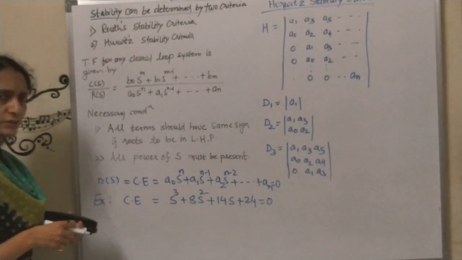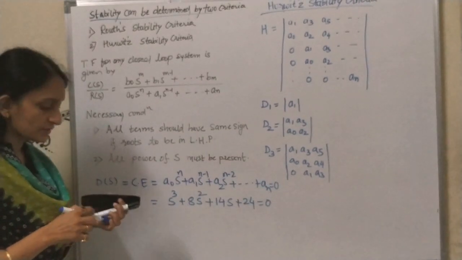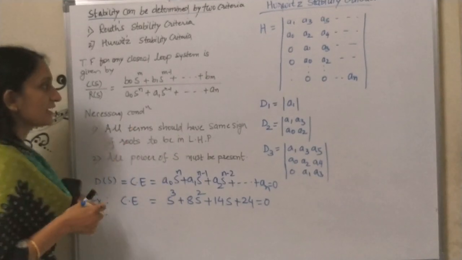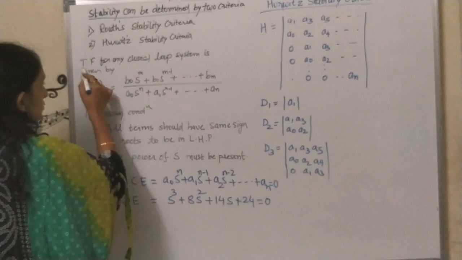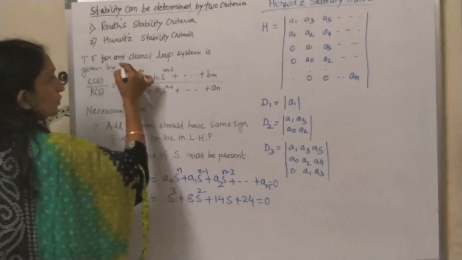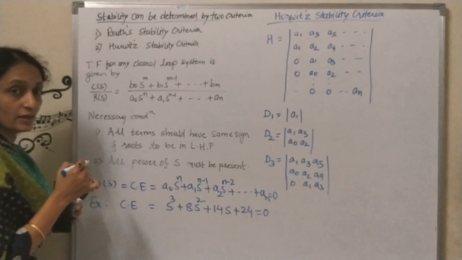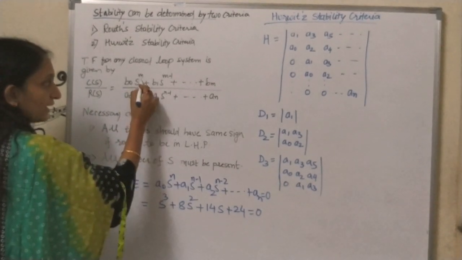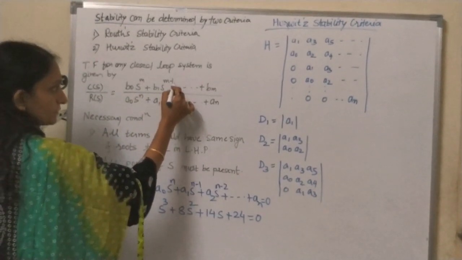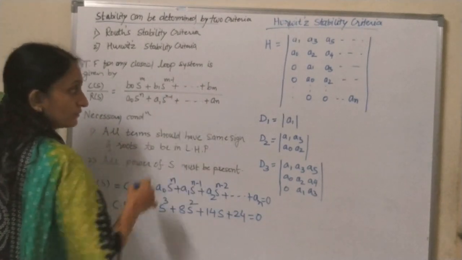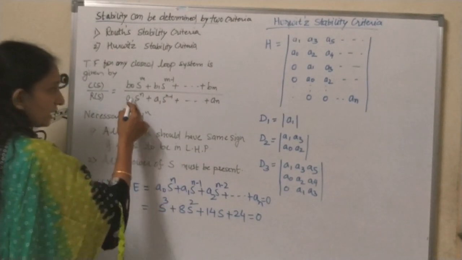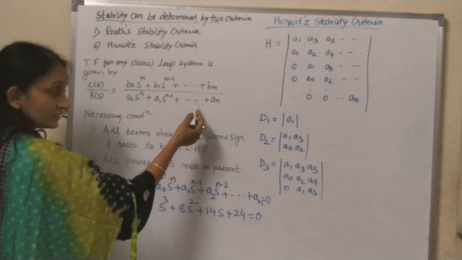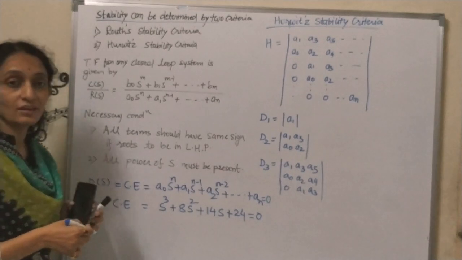Okay, so we will start with Hurwitz stability criteria first, but before that, look at this transfer function. This is the generalized form of transfer function. Transfer function for any closed loop system is given by C of s upon R of s. Look at this transfer function, b0 s raised to power m plus b1 s raised to power m minus 1 plus you can add the terms here and last term will be bm. In denominator a0 s raised to power n plus a1 s raised to power n minus 1 plus you can add the terms and last it will be the an coefficient.